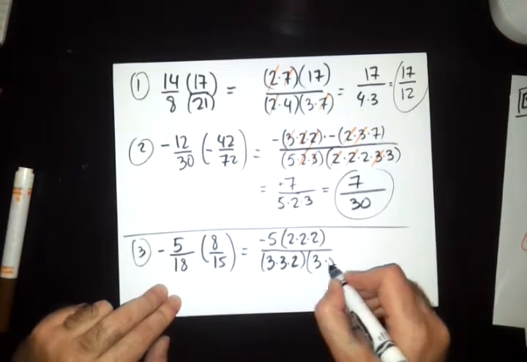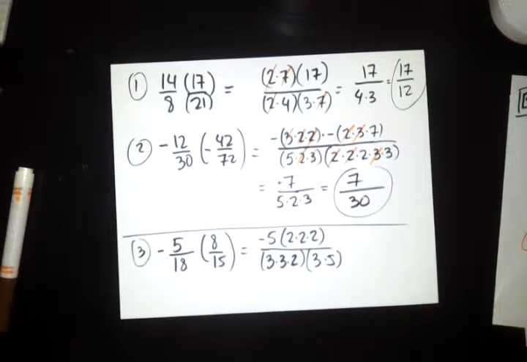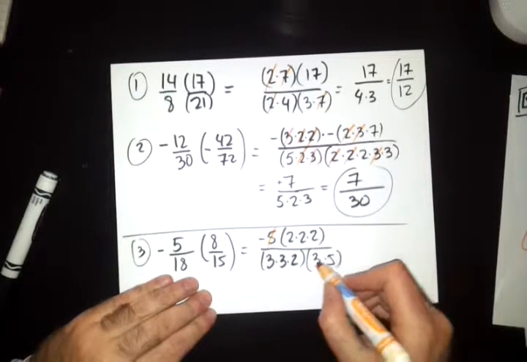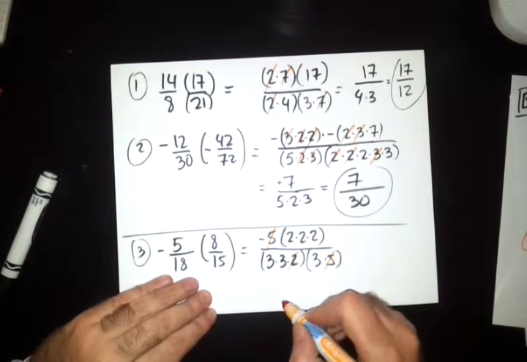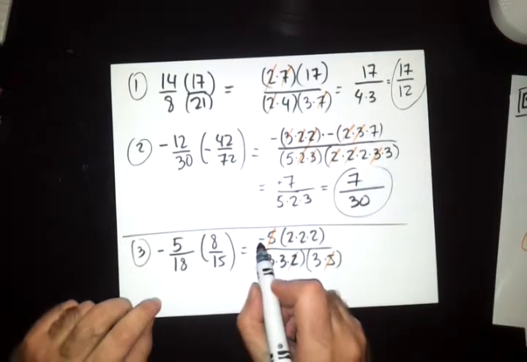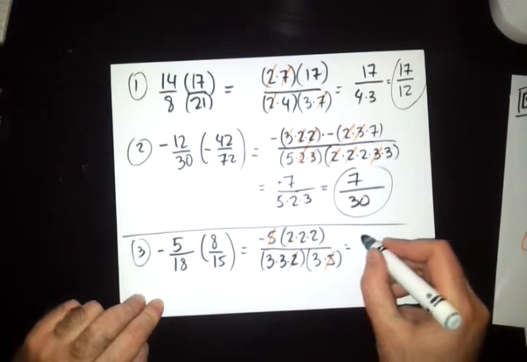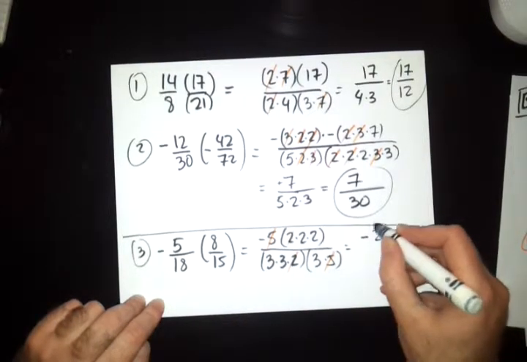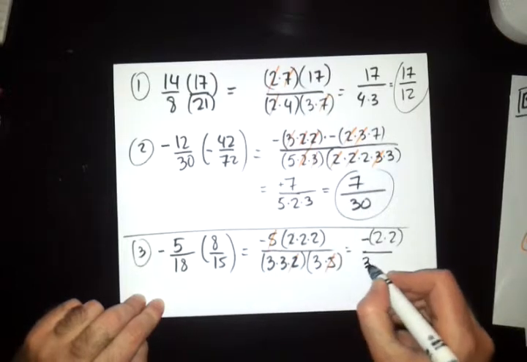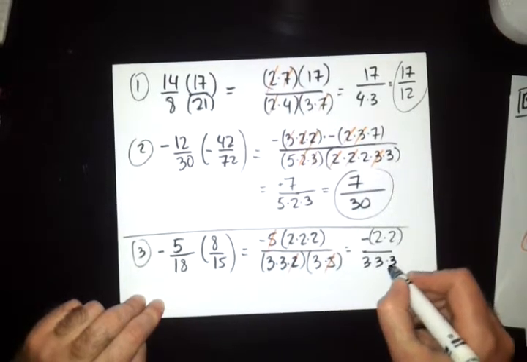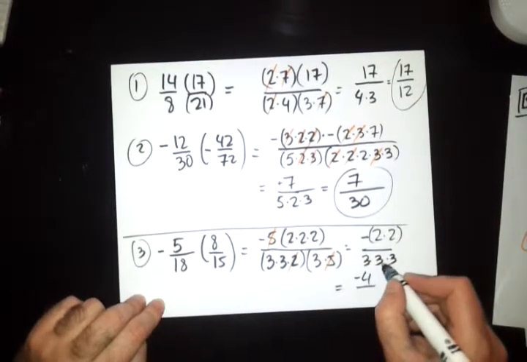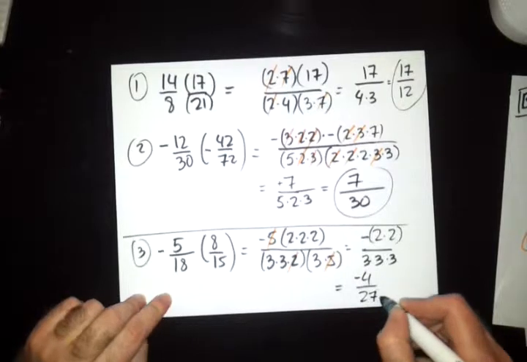15, 3 times 5. Now let's start crossing things out. 5, 5, 2, 2. Yep, that's it. And don't forget, this minus is still here. It went nowhere. So I have the minus 2 times 2. And then here I have 3 times 3 times 3. 2 times 2 is 4 with the minus, negative 4. 3 times 3 is 9, times 3 is 27.